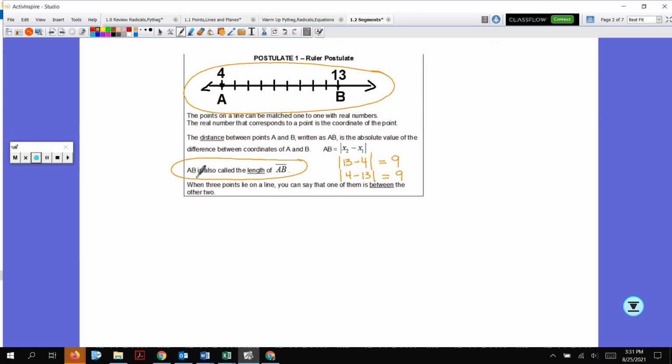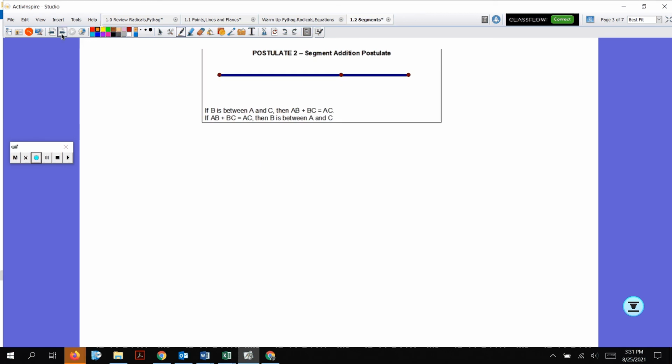So this is the really important thing, okay? These letters, AB, is called the length of the segment, okay? Make sure you know that. Sorry. All right, let's talk some more. Again, if I'm moving too fast, pause it, rewind, watch it. Here we go.